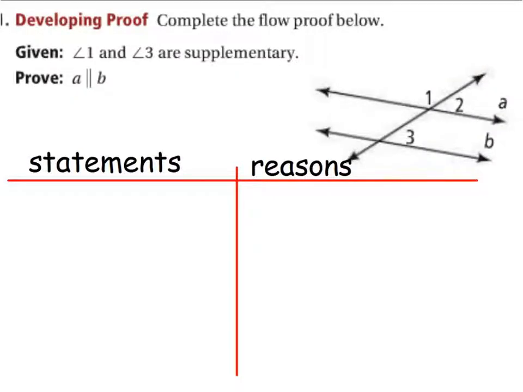All right, and that leads us into being able to do a proof with these 4 new theorems that we have. This time, we're going to be given some sort of angle relationship. We're trying to prove the lines are parallel. This has several steps to it, so write little here.